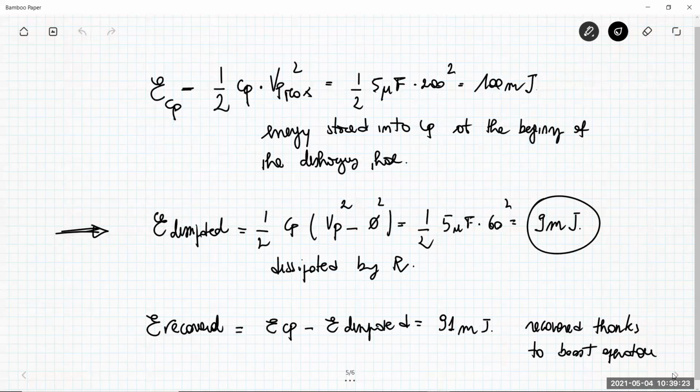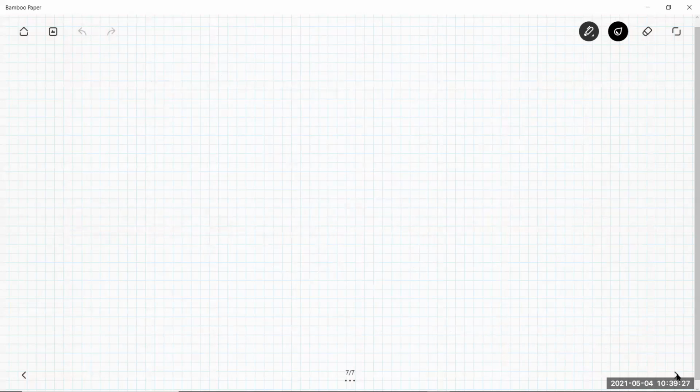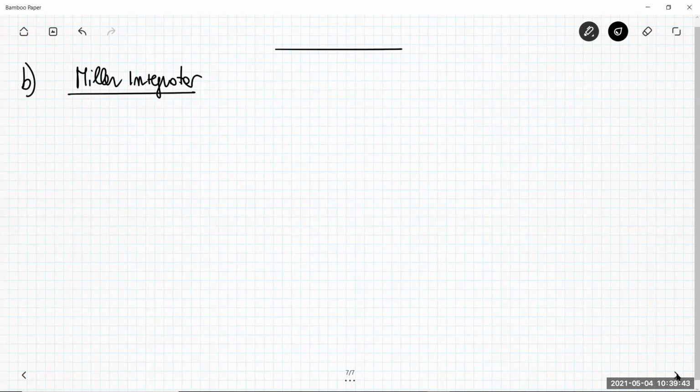So let me consider another, different solution for doing the same job. Let me call this the B solution. This solution is based on the use of a Miller integrator. Let me draw again my half bridge.